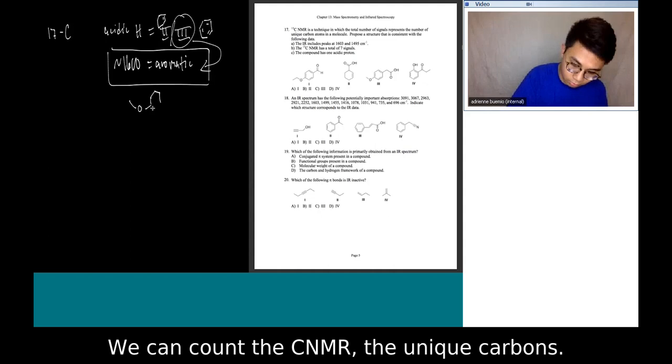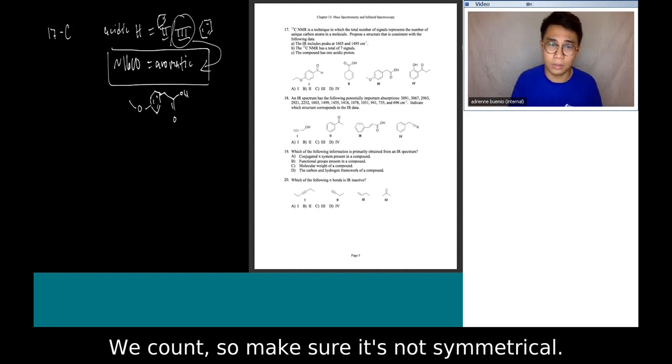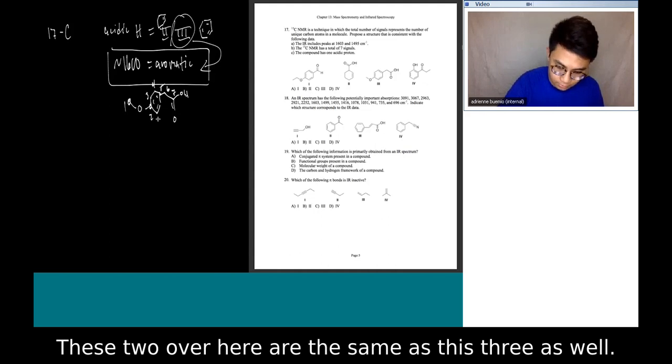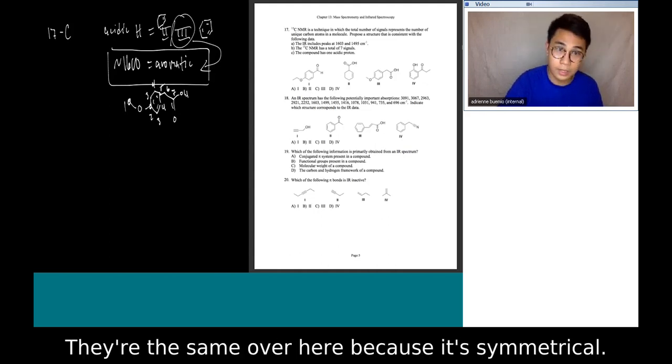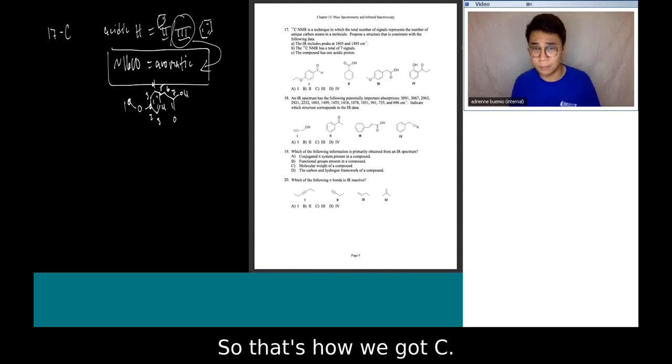We can count the C NMR, the unique carbons. So how do we count the unique carbons? Make sure it's symmetrical, and it is symmetrical, right? So this is 1, 2, 3, 4, 5, 6, 7, right? These two over here are the same as this is 3 as well, and then this is 4. They're the same over here because it's symmetrical. So that's how you count that. So that's how we get C.